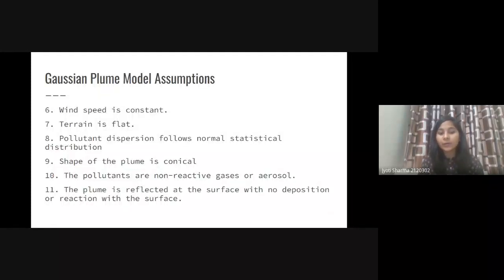Then the pollutants are non-reactive gas or aerosol. Why are we assuming this? If we assume photochemical smog formation or secondary pollutants, then again it will be difficult for us to incorporate all these chemical reactions into our equations. So we are just assuming that our pollutants are non-reactive gas or aerosol. Then we are also assuming that the plume is reflected at the surface with no deposition or reaction with the surface, just to simplify the equation. So we have these 10 assumptions on which we developed the equation.